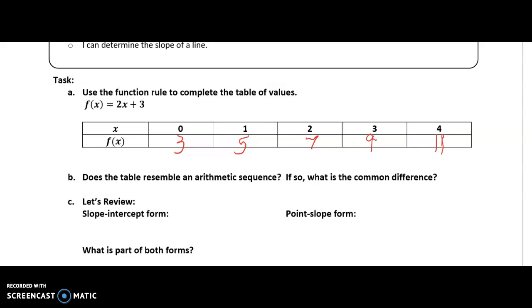Part B is asking us, does this table resemble an arithmetic sequence? Yeah, it does, right? Because we see that there is a common difference. To get from one term to the next, we have to add 2.